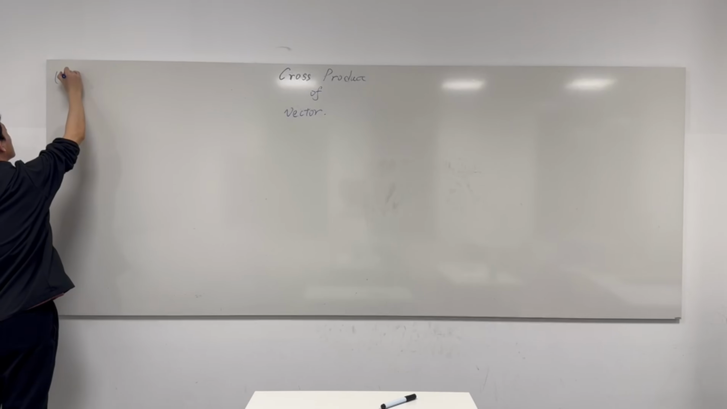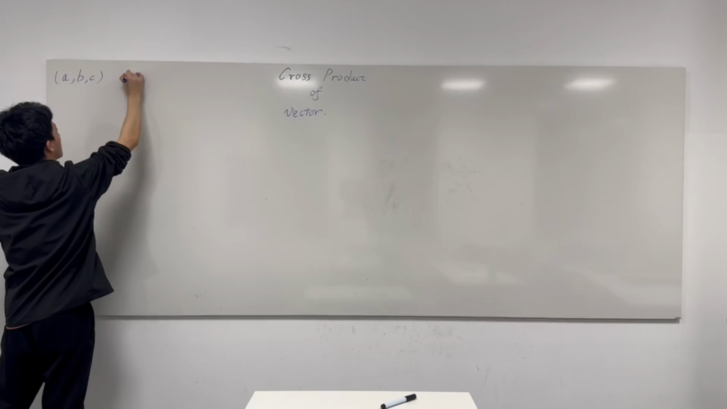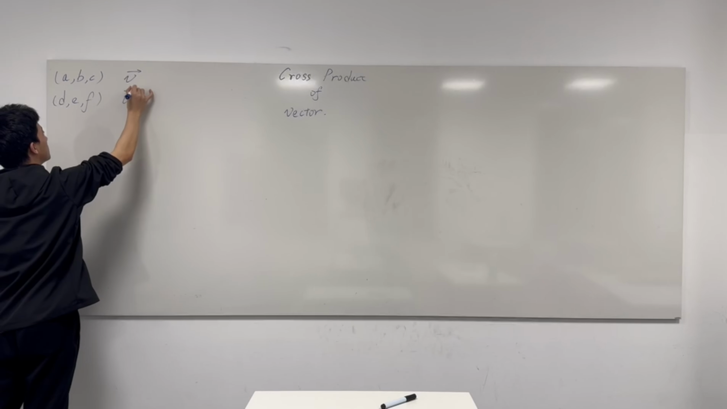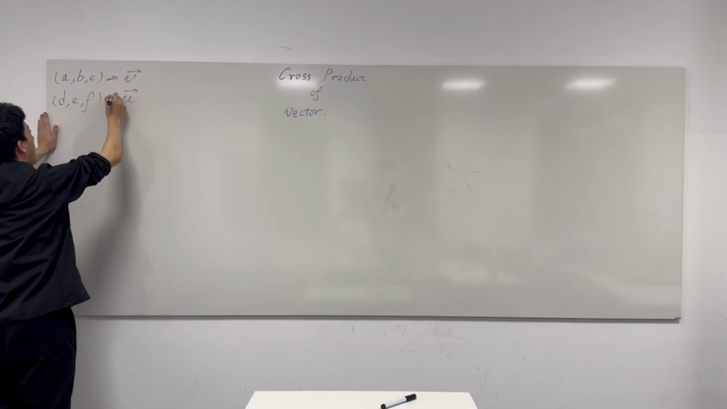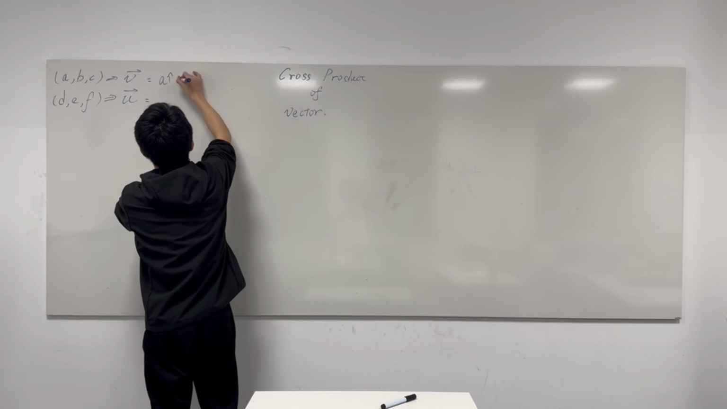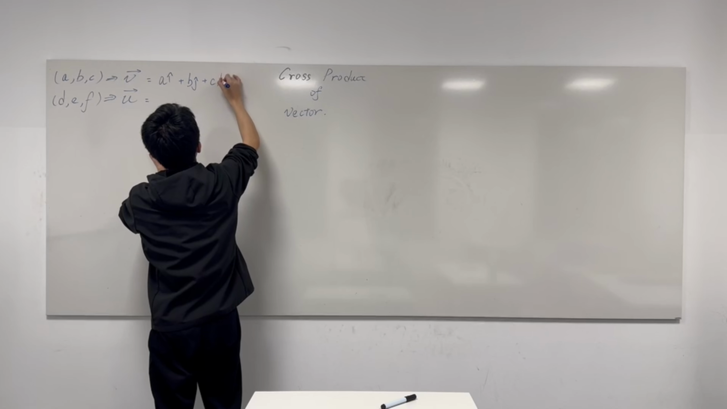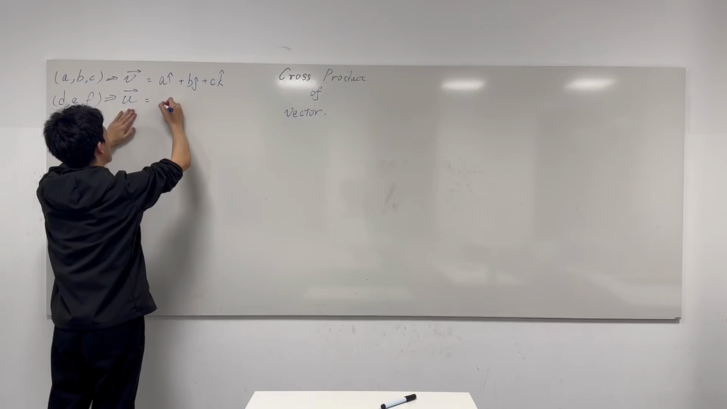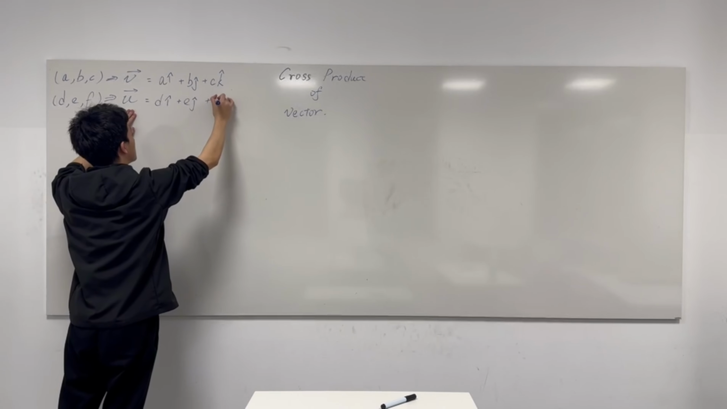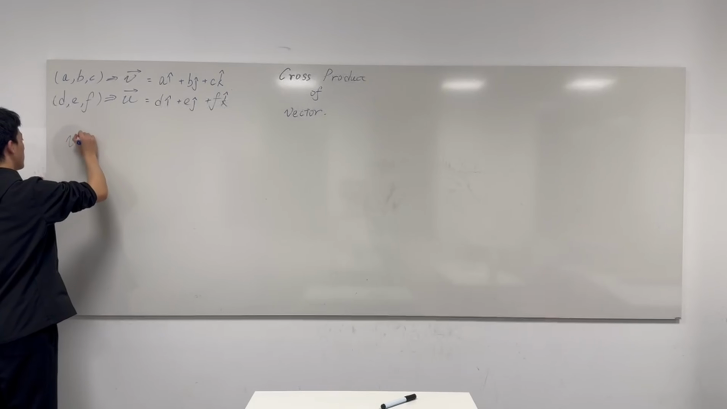Okay, assume we have two vectors. This is vector V, and this is vector U. We know that these two vectors can also be written in this form: AI hat plus BJ hat plus CK hat, and the same for the other, you can write it as DI hat plus EJ hat plus FK hat, right?